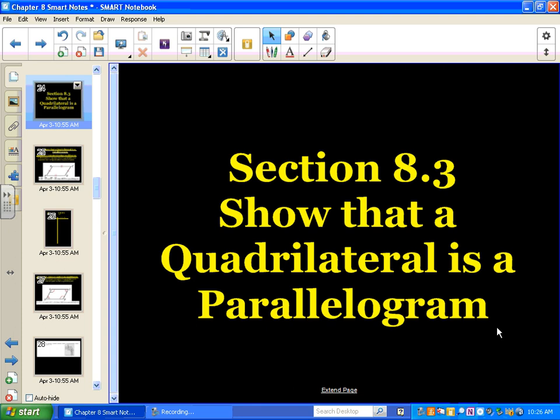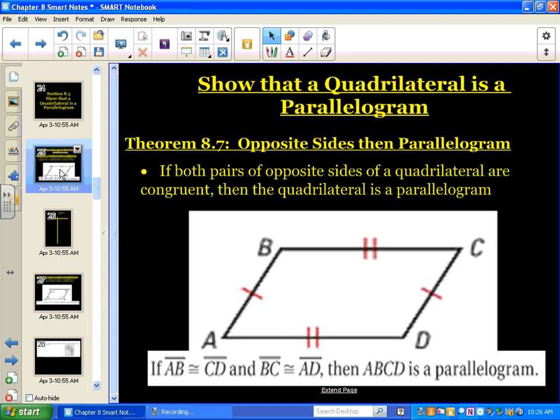Very good. So looking at the first theorem in 8.3. This is the converse to the opposite sides theorem in 8.2. It says, if both pairs of opposite sides of a quadrilateral are congruent, then the quadrilateral is a parallelogram.